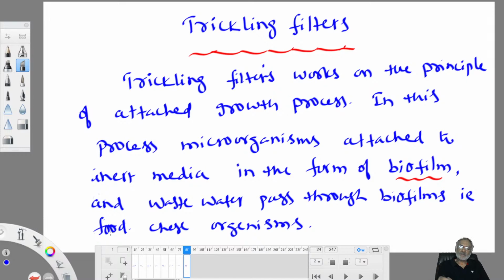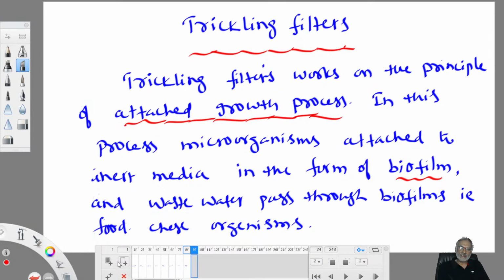Okay? This is about the attached growth process. Why is it called attached growth process? Microorganisms are attached to the inert media as biofilms. They are static, they are stable at one place. They remain at one place and food passes through them. Food will be moving from place to place, asking the biofilm to enjoy it.